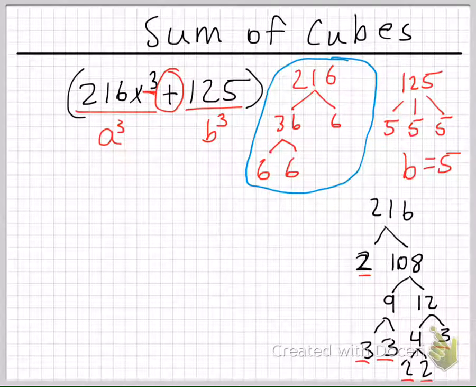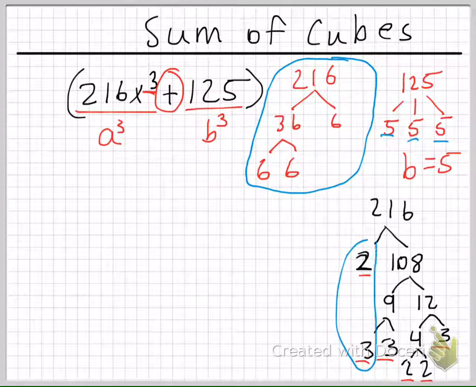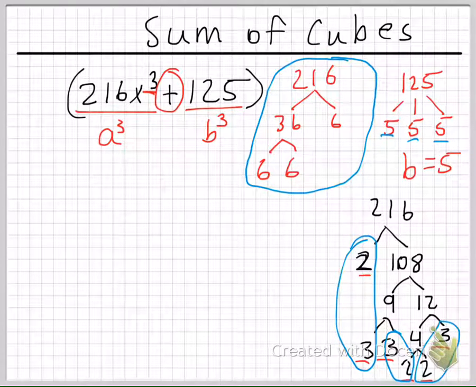Now, I have 3 3's and 3 2's, and my goal is to get 3 separate terms, just like we had up here. So if I pair a 2 and a 3 for each term, then I get 2 times 3, and I see that all the factors are accounted for, and I can say 6 times 6 times 6. So that's just one method that you could go about trying to find the cube root.